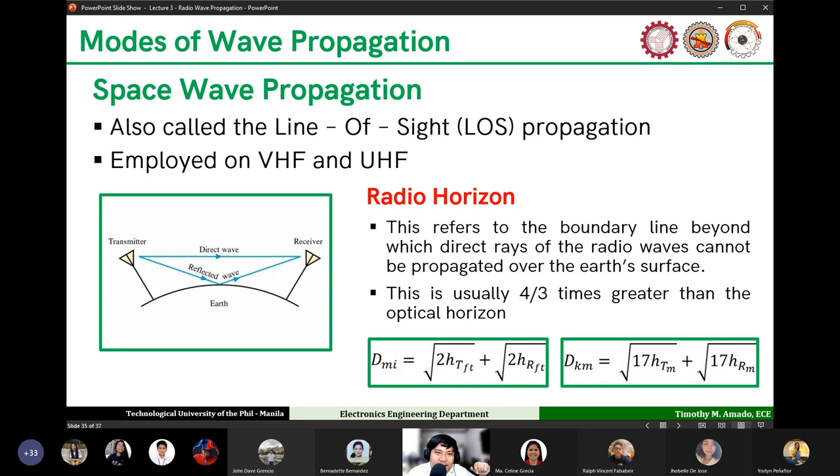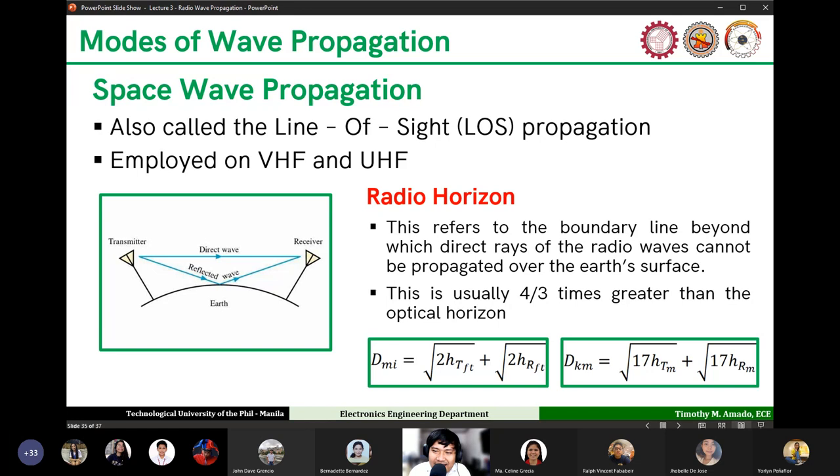Sir, bakit meron siyang outer limit? I mean, meron siyang farthest limit. Hanggang dito lang pwede. It's because hindi flat ang Earth. Okay? Siguro wala naman akong estudyante na naniniwala na flat ang earth.